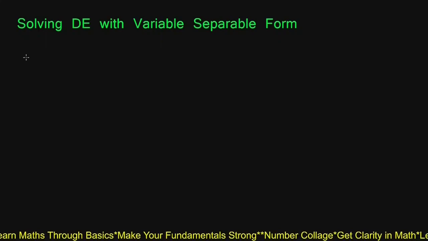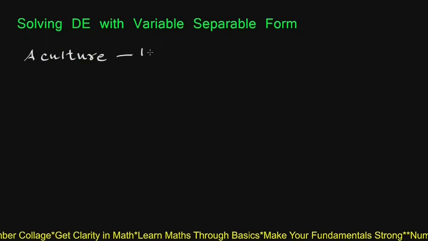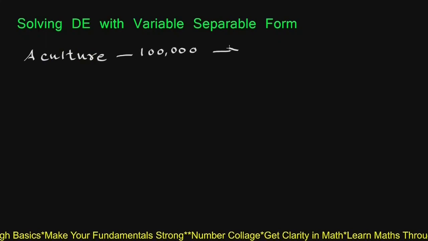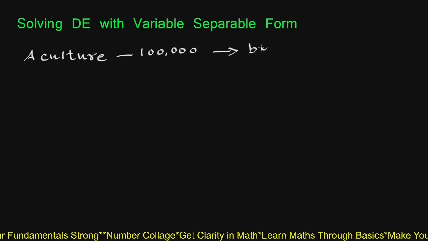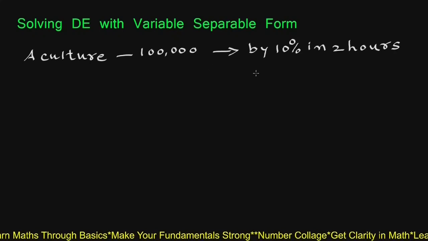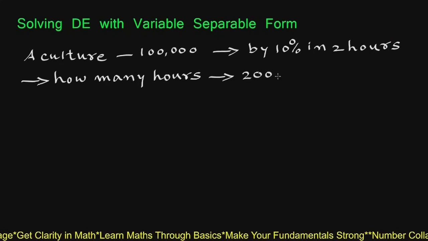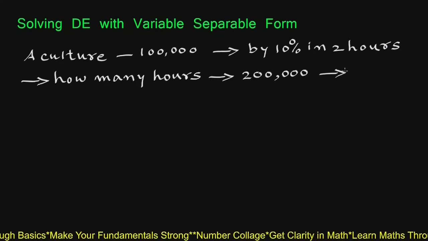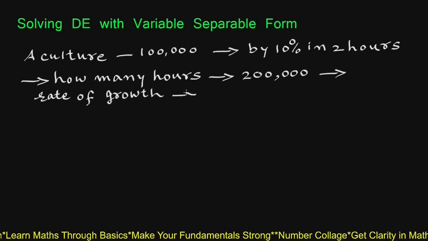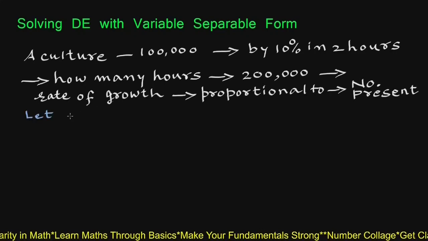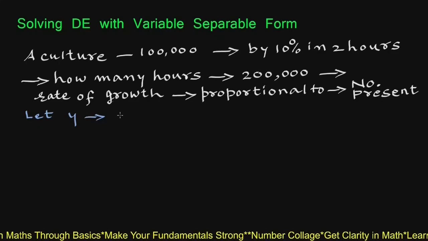In a culture, bacteria count is 100,000 or 1 lakh. This number increased by 10% in 2 hours. In how many hours will the count reach 200,000 or 2 lakhs if rate of growth is proportional to the number present? Let y be the number present at any given time.